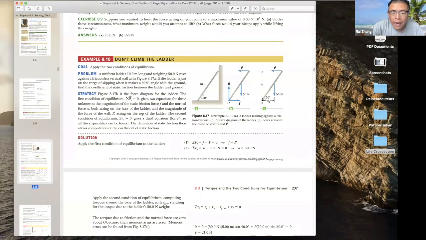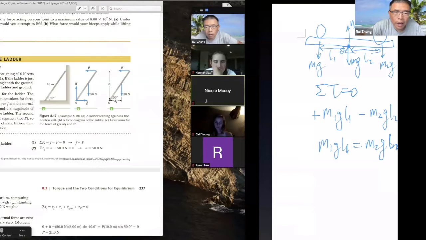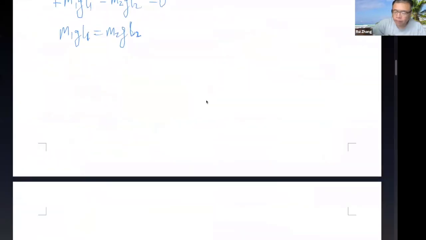So it's like if you make it lean a little bit more, it's going to slide. So it's just the marginal point for sliding to happen. This is barely making 50 degrees. So okay, let's do this together on the whiteboard. Sorry, this is example 8.10, okay?